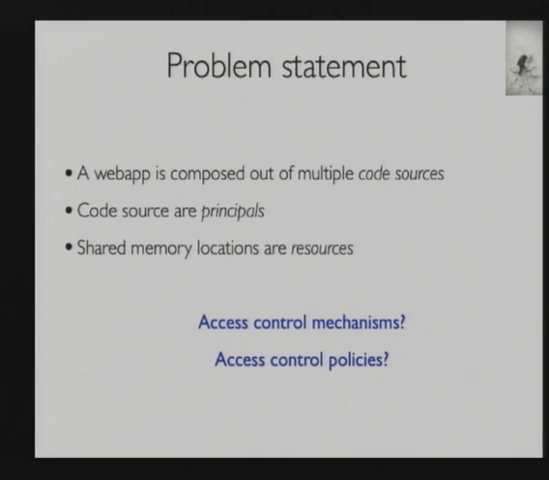The resources in this system are all the shared memory locations. So all of the objects that are created by JavaScript: CNN is creating some JavaScript objects, the ads are creating some JavaScript objects, and these can be shared. That's the resource whose access we want to control. And the question we have to answer is, how can we control access to JavaScript objects in this environment, and what policies do we want to enforce on the ads?